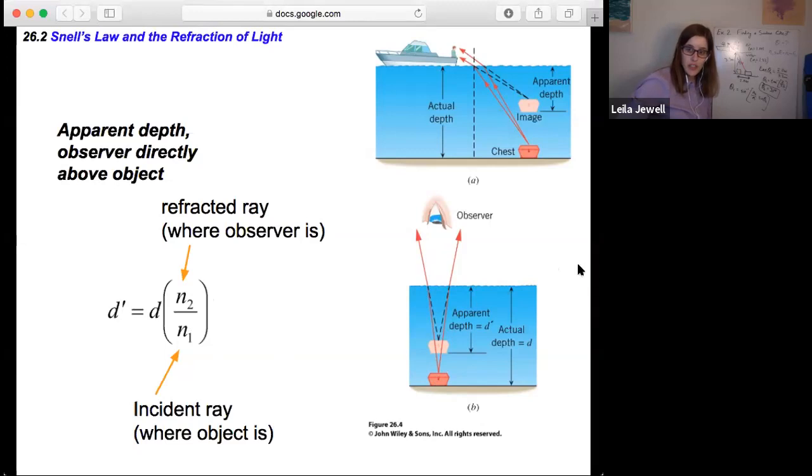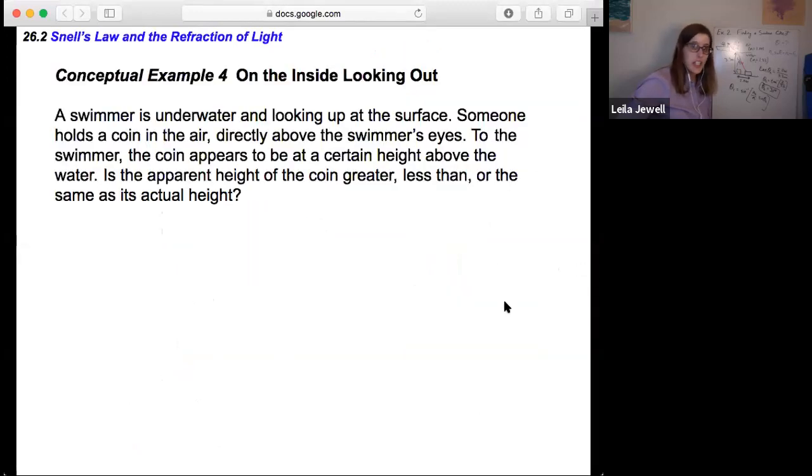But we could look at another example, and that's on the inside looking out. So if you're a swimmer underwater looking up at the surface, someone holds a coin in the air directly above the swimmer's eyes. To the swimmer, the coin appears to be at a certain height above the water. Is the apparent height of the coin greater than, less than, or the same as its actual height?